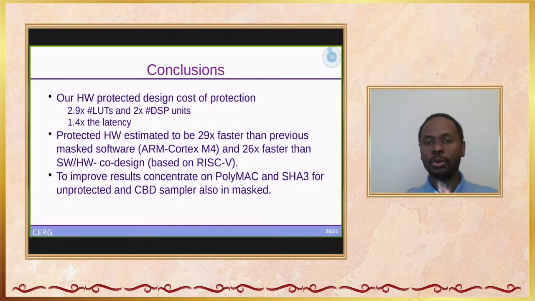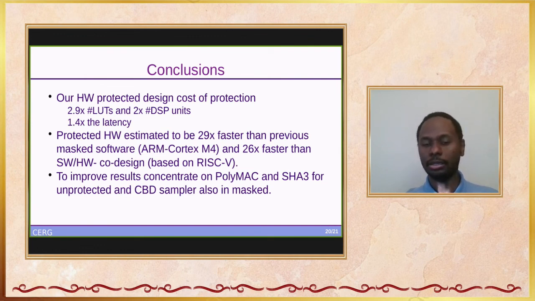So to conclude, the cost of protection in our design was 2.9 times the LUTs, 2 times the DSP units, and 1.4 times the latency. Our protected design is also 29 times faster than the previous software running on ARM Cortex-M4, and 26 times faster than the software-hardware co-design based on RISC-V that was reported previously in literature.